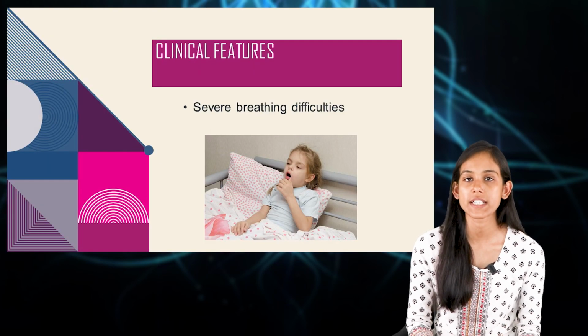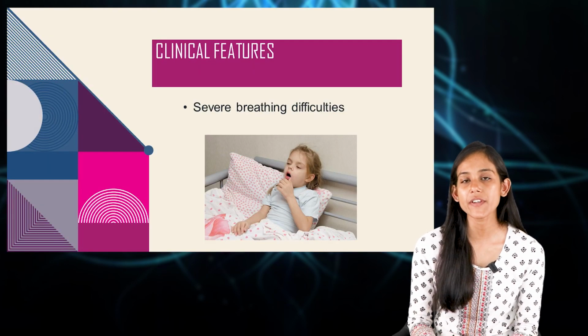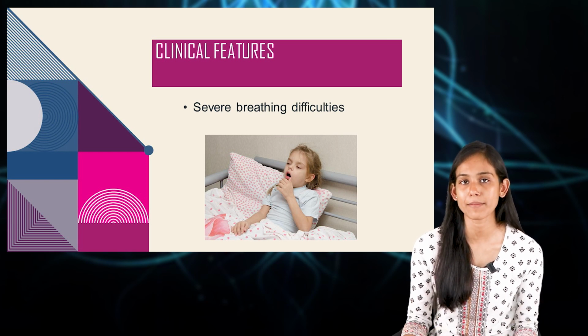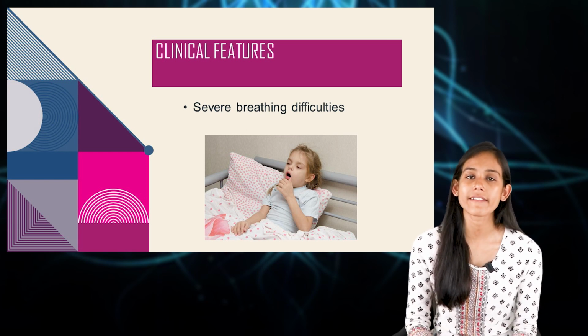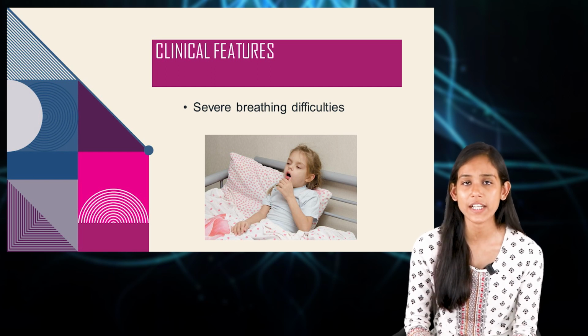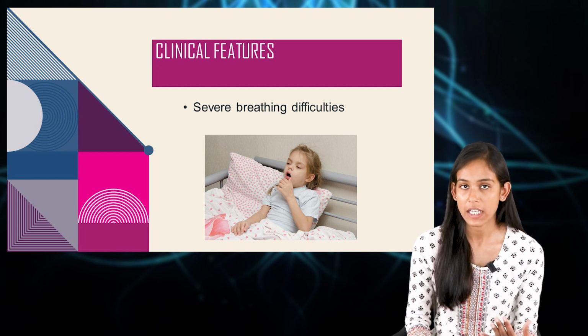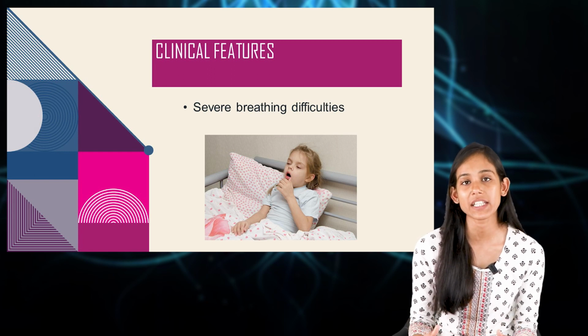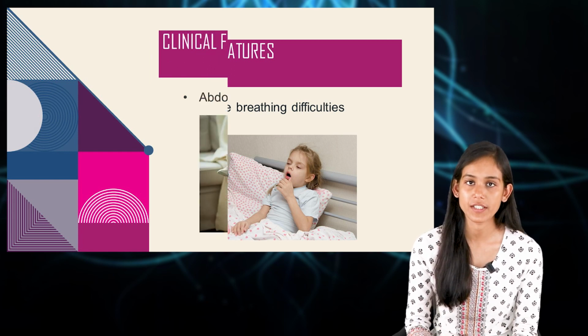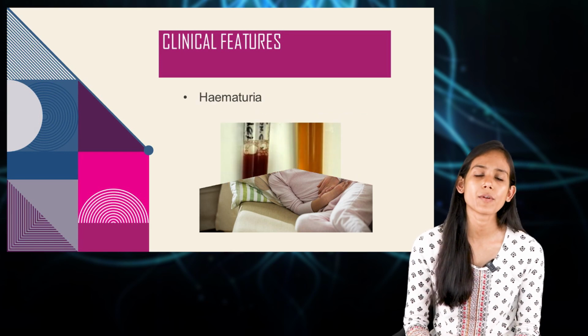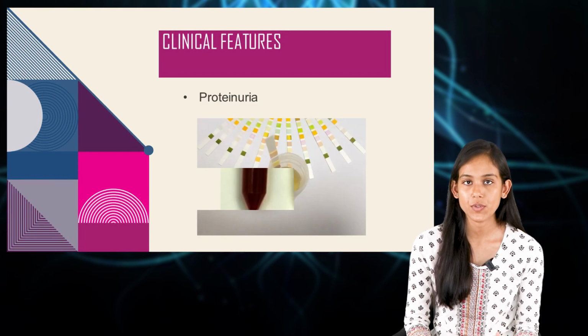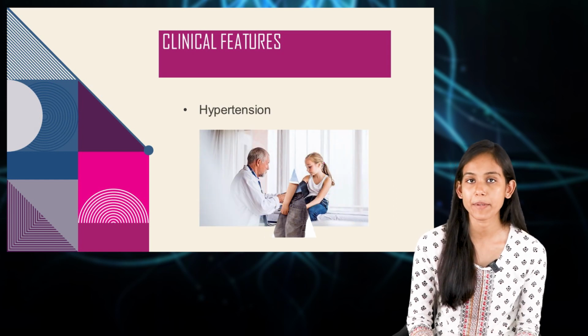Now moving on to the clinical features of polycystic kidney disease. So in clinical features, we can see a range of clinical manifestations in the child. In that we can see breathing difficulties, because there would be underdeveloped lungs, which would cause severe breathing difficulties soon after birth. Then there will be abdominal pain. There would also be hematuria, proteinuria, polyuria and hypertension.